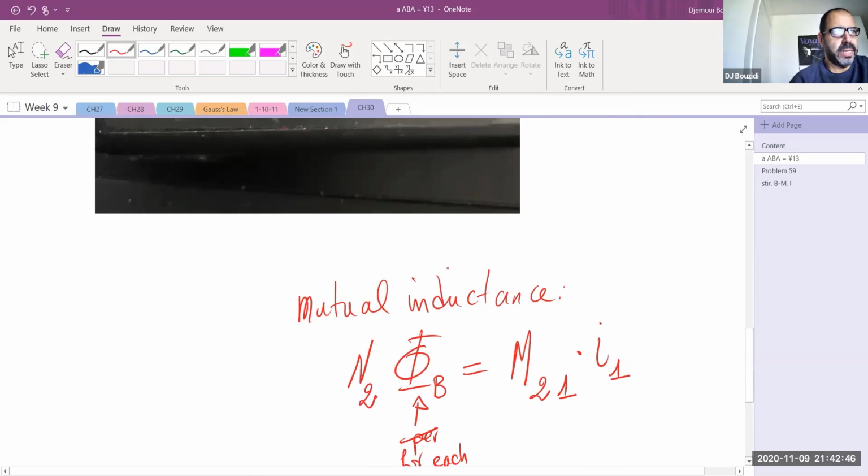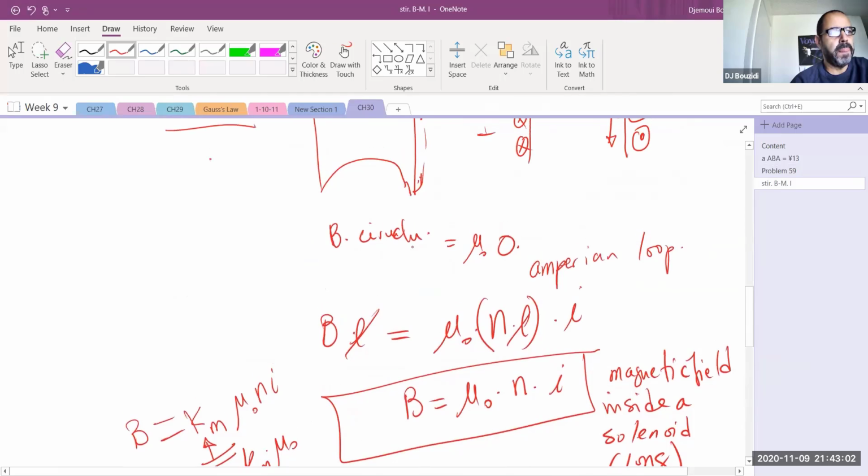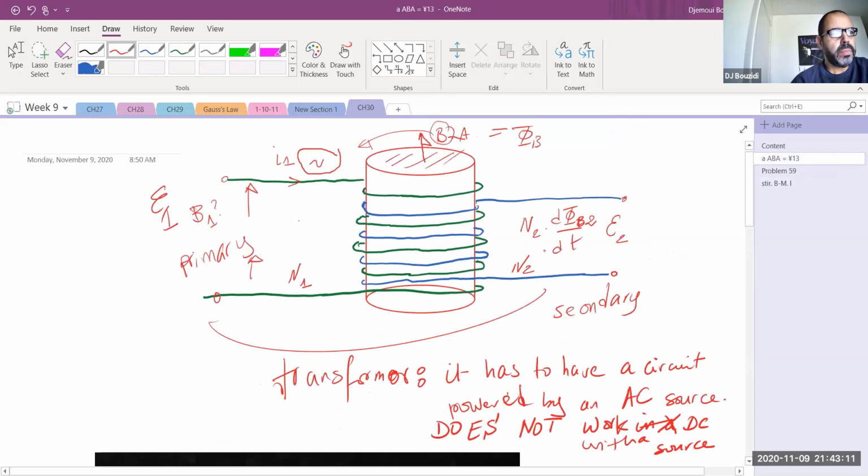So let's summarize this. You have a current in the primary. That current in the primary will create a magnetic field. We just saw the value for the magnetic field, where the current is represented by I1. So that magnetic field B is simply equal to mu naught times n1, the density, how packed the turns are, times I1. That is the magnetic field.